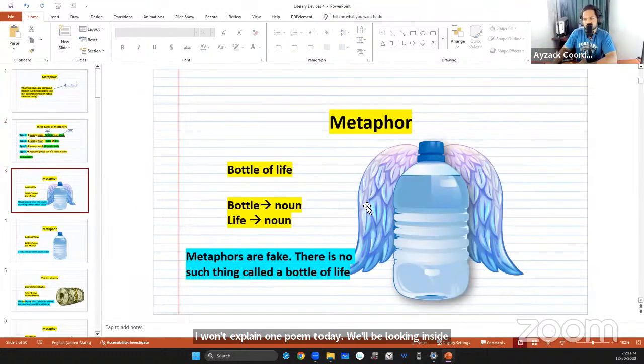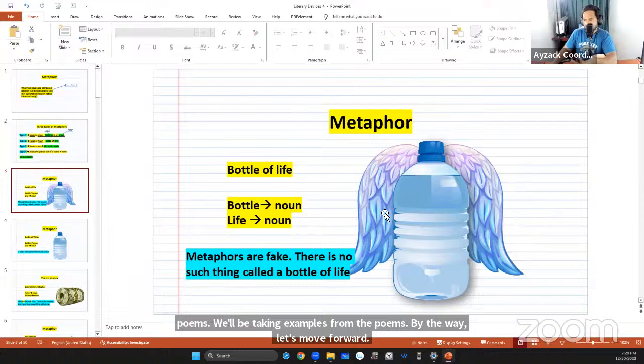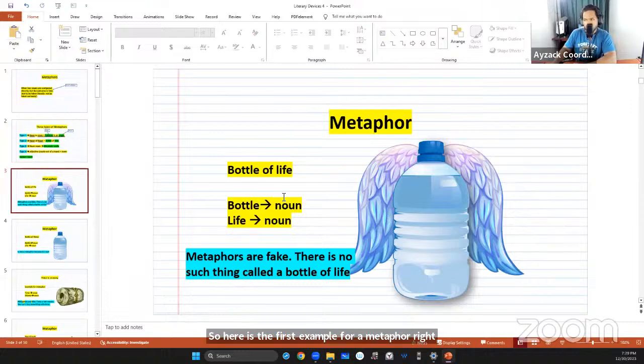So here is the first example for a metaphor right now. Bottle of life. That's a metaphor, right? Because there is no such thing called a bottle of life. If you can give me your own metaphors, I'll read them out. Give me your own metaphors. Send me whatever you want.